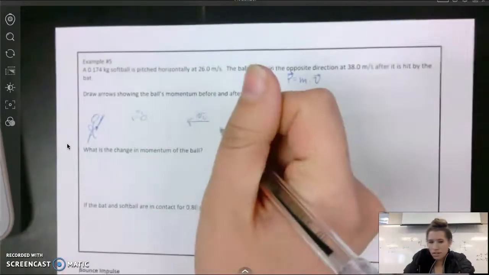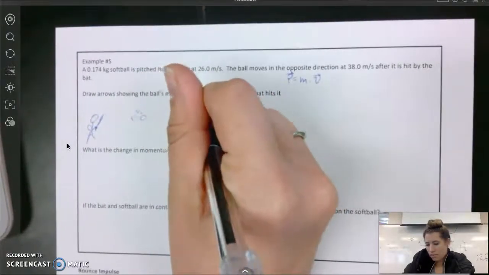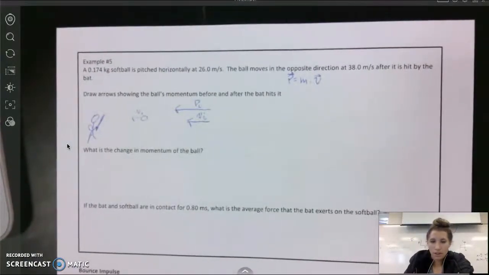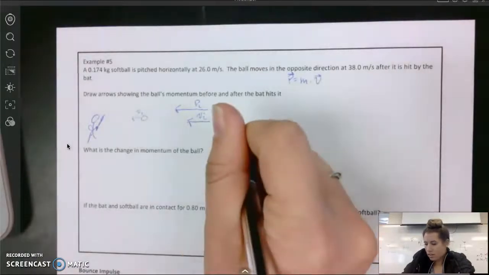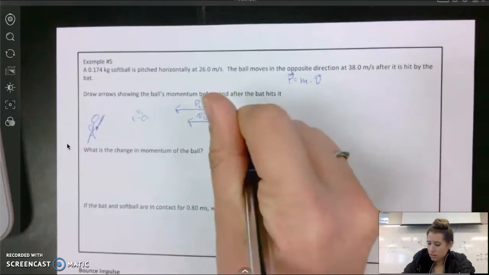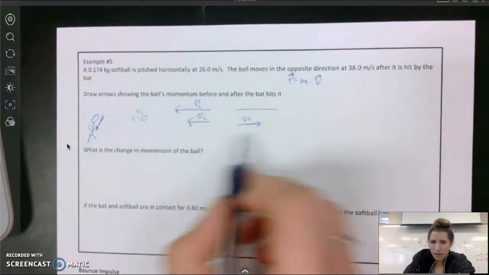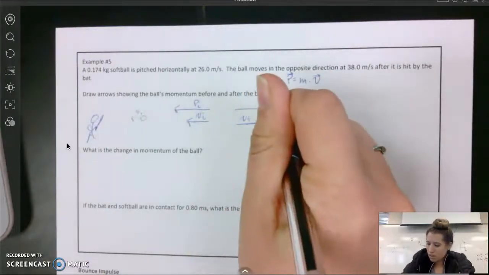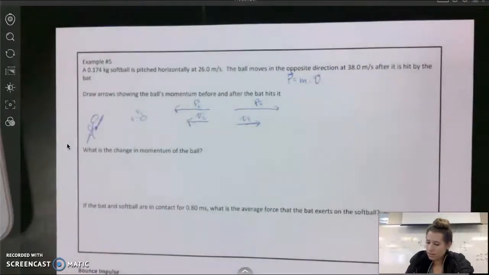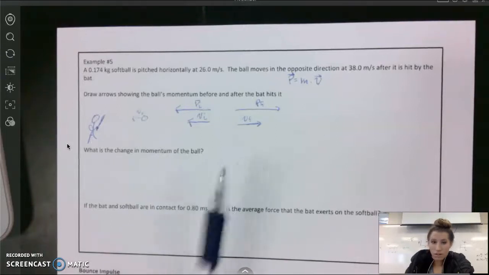So velocity initial is this direction, momentum initial is that direction. And then after the interaction with the bat, velocity final, it's going the opposite way. We don't know what it is in comparison to that. And then we have our momentum final. Okay. We can run those numbers though to find out.